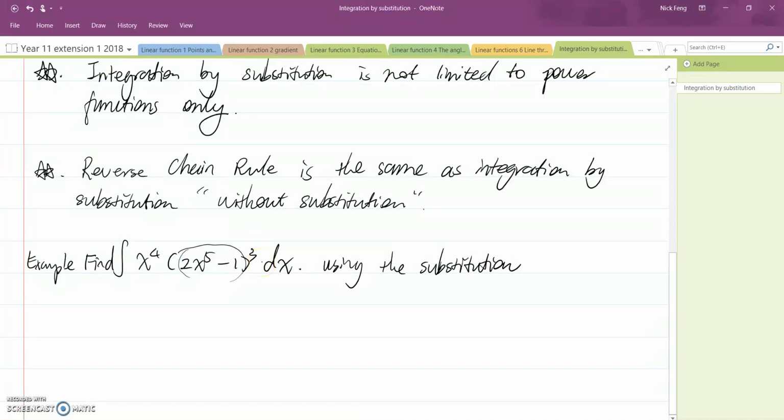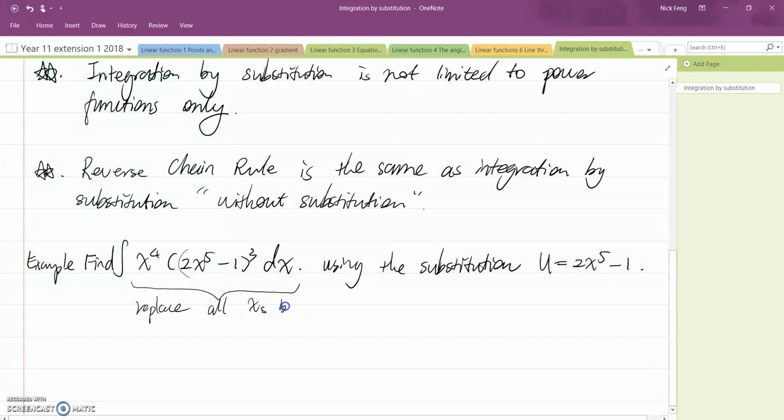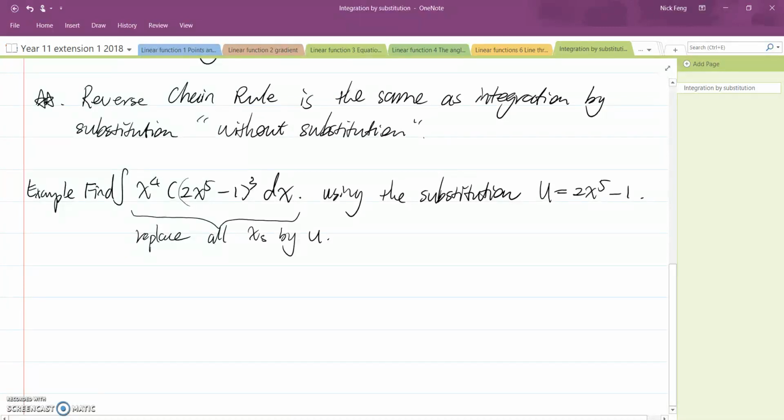So that becomes a function of a function. So in other words, we are going to let whatever is inside be our substitute. In other words, letting u equal 2x to the power 5 minus 1. Our whole point is to replace everything in here by u, including dx. So replace all x's by u. That's what we're trying to do. All right, so that's why the x to the power 4 has to be there. You'll see that very soon.